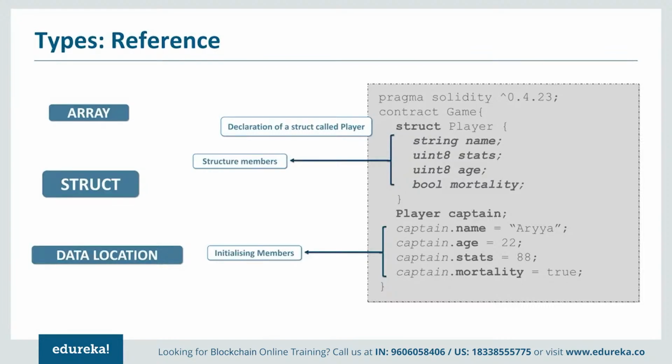So as you guys can see here, we have created a struct called player, and we have 4 members of the player thing. So the 4 members are name, stats, age, and mortality, and these 4 members are each of different data types. So structure of player is a complex data type consisting of 4 member data types.